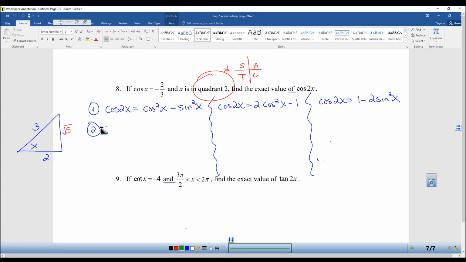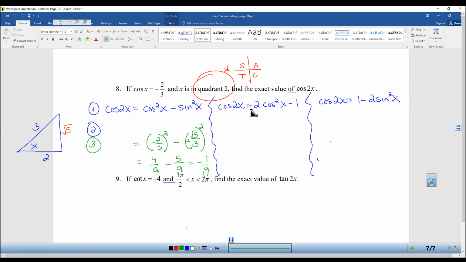So now step 3 is to fill things in. Cosine is negative 2 over 3 because I'm in quadrant 2, squared. But sine is opposite over hypotenuse, square root of 5 over 3, and it's positive because I'm in quadrant 2. And then if I simplify that, that gives me 4 over 9 minus, the square root of 5 squared is still just 5, so 5 over 9, which is negative 1 over 9.